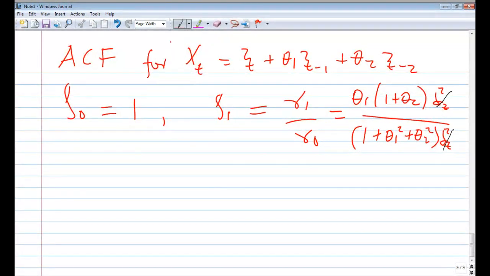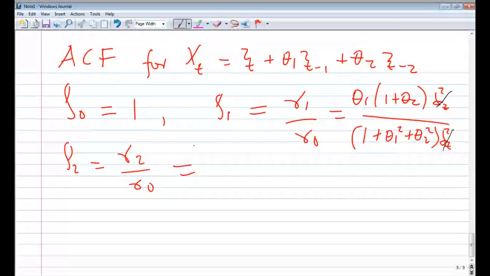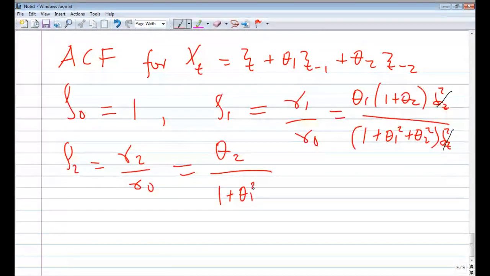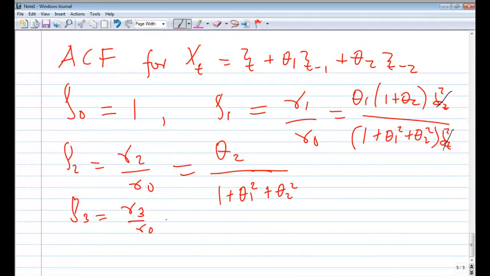Now you go to the autocorrelation function at lag 2, rho 2. It's gamma 2 over gamma 0. And gamma 2, if you still recall, is theta 2 sigma squared z. Then you divide it by (1 plus theta 1 squared plus theta 2 squared) sigma squared z. So that is the autocorrelation function at lag 2. Rho 3 is going to give you 0. The same applies to rho 4.